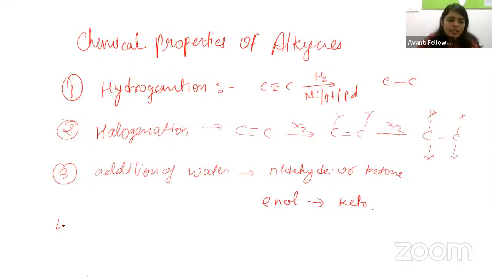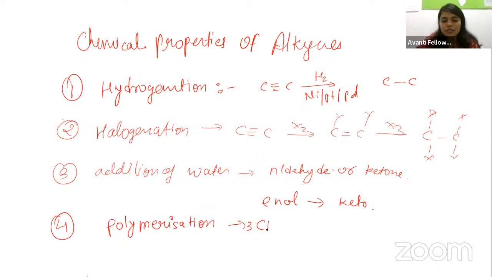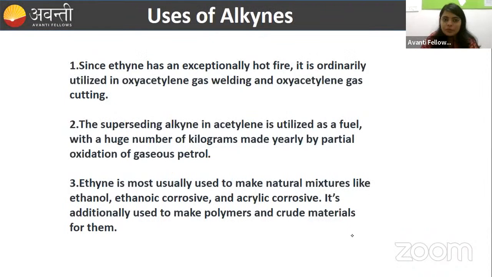Then polymerization we have discussed. Polymerization में अगर आप 3 molecule of C2H2 लेंगे, then you will get benzene. Okay, very stable molecule. Okay, now it's time to study the uses of alkynes.